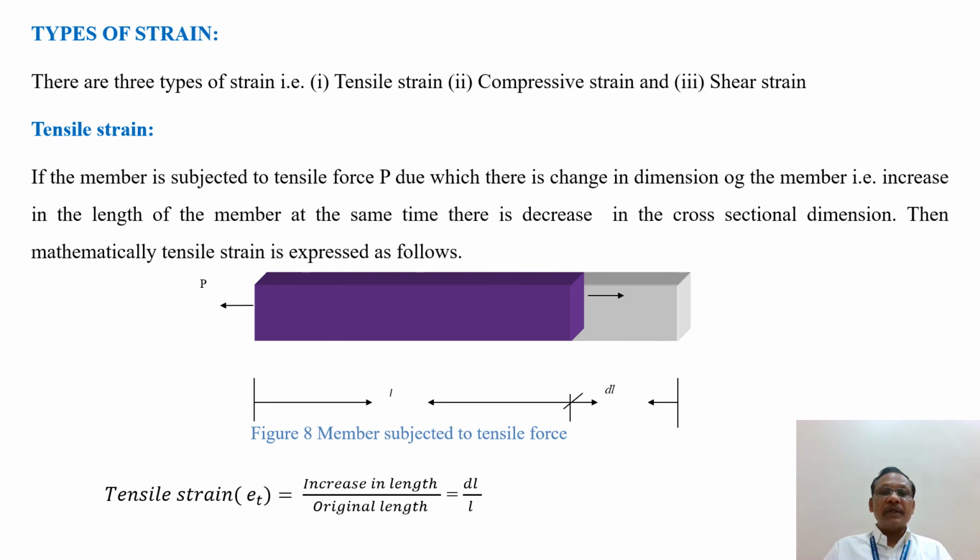So this figure shows the original shape of the member which is subjected to the force P. After applying a tensile force, there is a change in length of the member, which is this. This is the change in length of the member and is written by the letter delta L. So this increase in the length divided by the original length is nothing but the tensile strain.